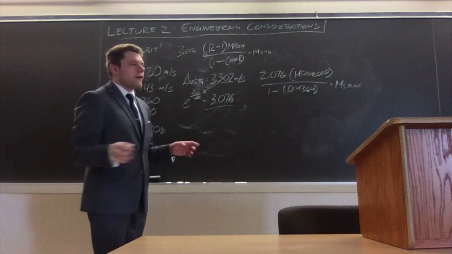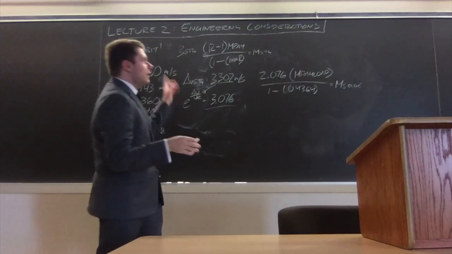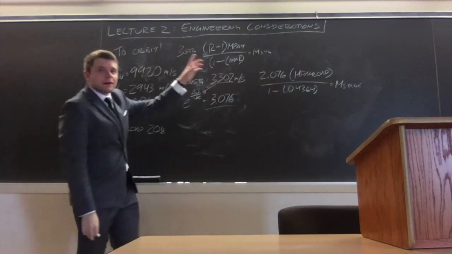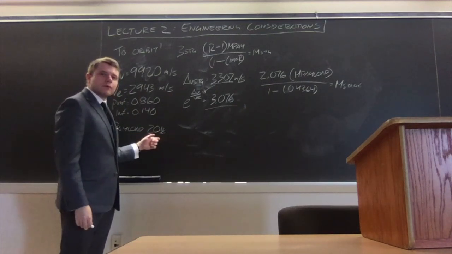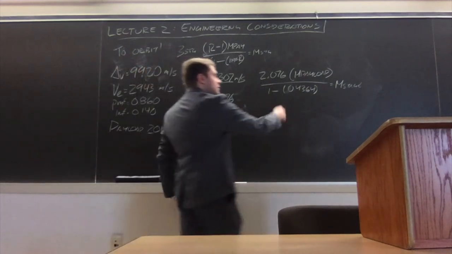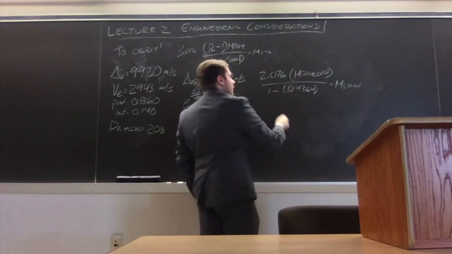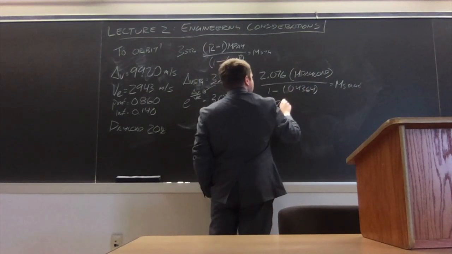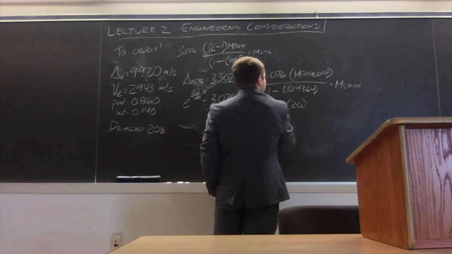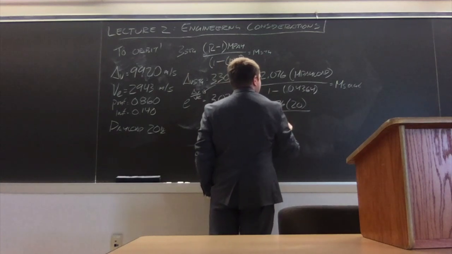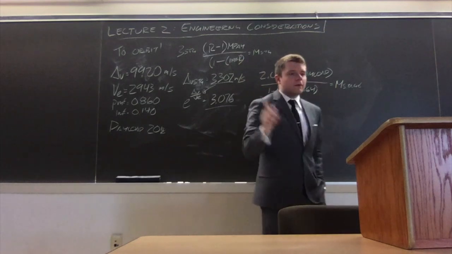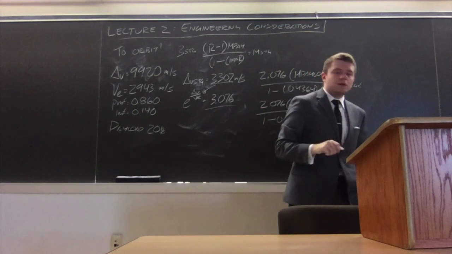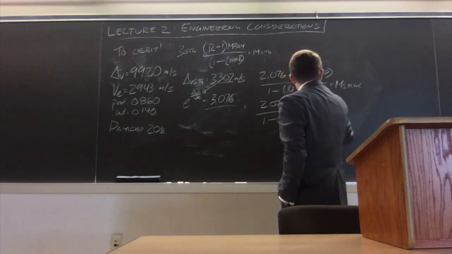Now we go through our first calculation. Our first payload mass, and I say first payload mass because this is going to come up again and again, is 20 kilograms. So all we do is take 20 kilograms and substitute it in for this: 2.076 times 20 all over 1 minus 0.4364. And that means that we arrive at a stage mass of 72.924 kilograms.